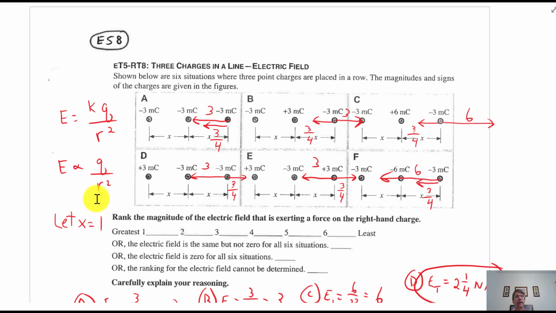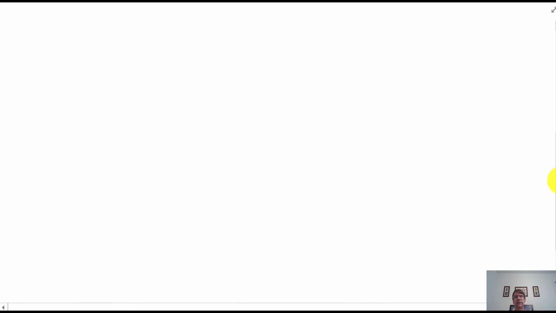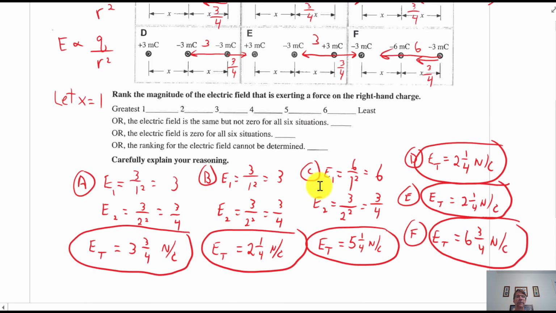Put a 1 in for r. And then for the distance from the -3 nanocoulombs, millicoulombs, to that location there, ignoring the second charge, we're just looking at location. So the math here, see if I can pull this down.